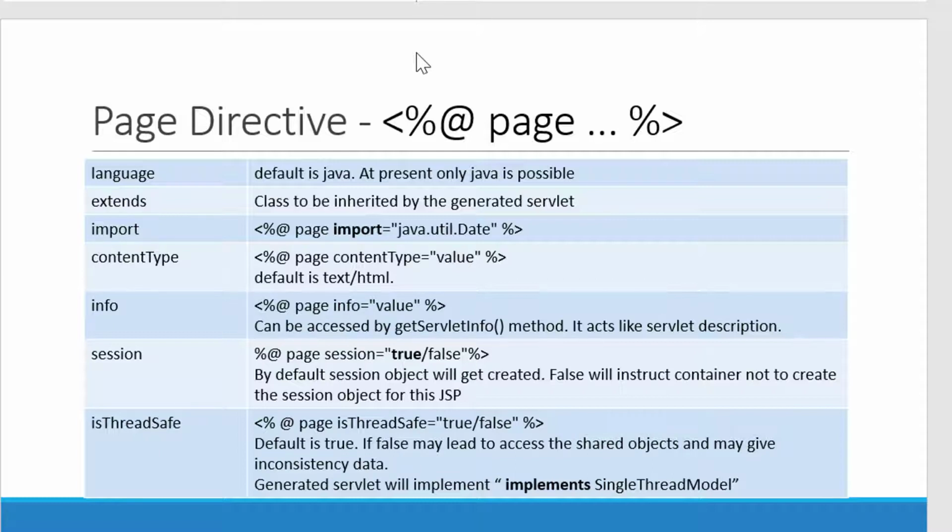In a similar way, I have another attribute called isThreadSafe, which will give instruction to the servlet whether that specific JSP should be handled as thread safe or not. The default value is true. So depending on the value of the isThreadSafe attribute, the required classes and interfaces will get implemented for the generated servlet.